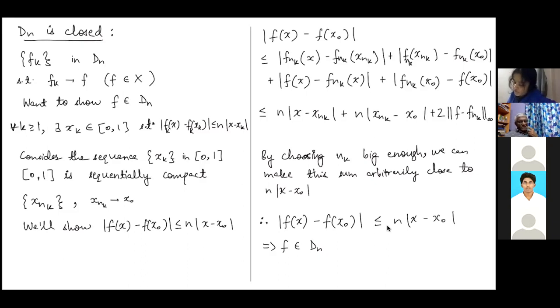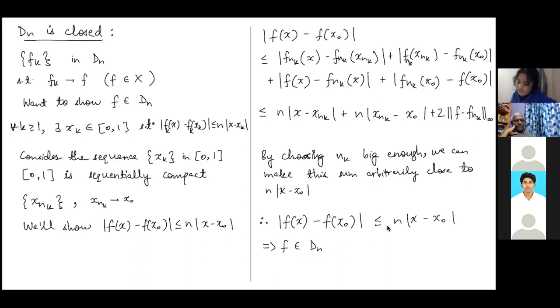And for each such nk, this inequality will always be valid. So taking the limit, what we get is that |f(x) - f(x0)| will be less than or equal to n times |x - x0|, which is exactly what we wanted. Here we hadn't assumed anything about x. x was just an arbitrary point in [0, 1], so this holds for all x in the interval. So f is in Dn, and this shows that Dn is closed.